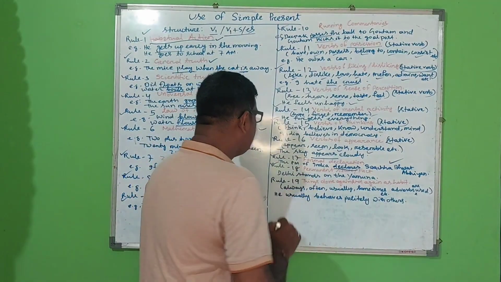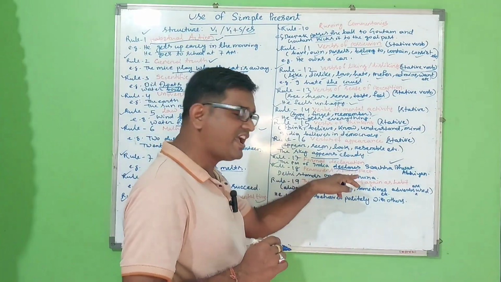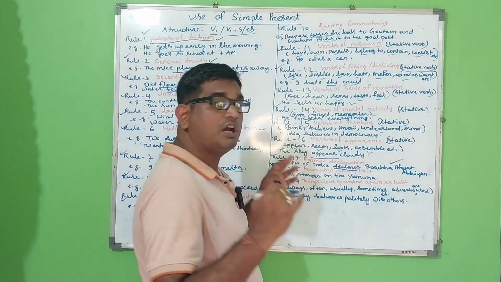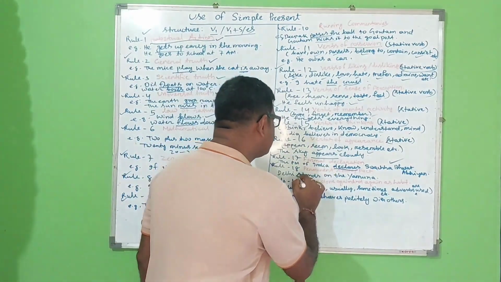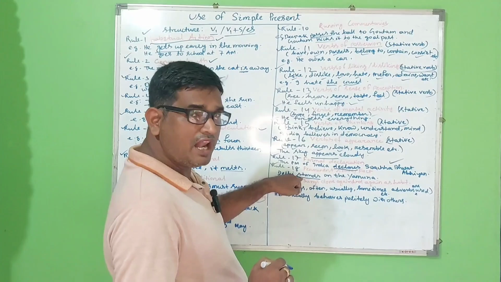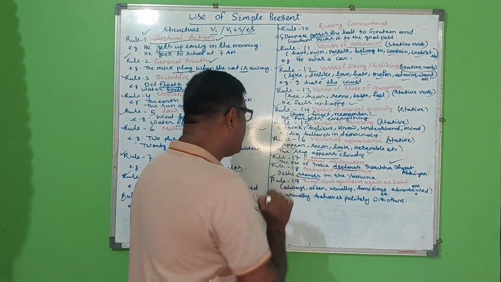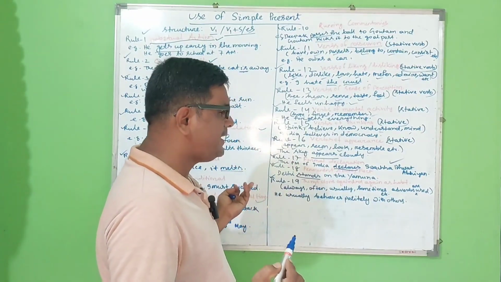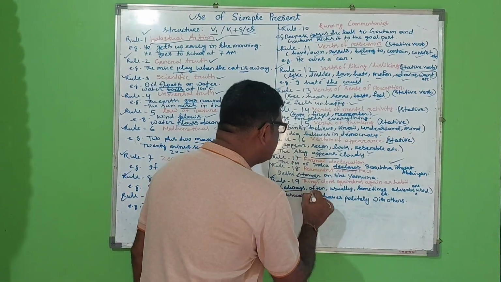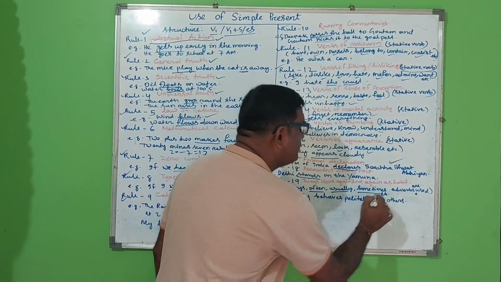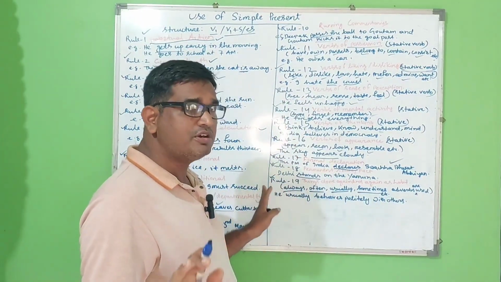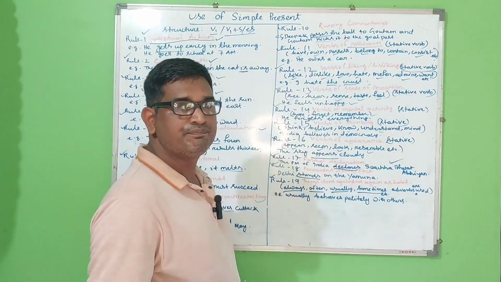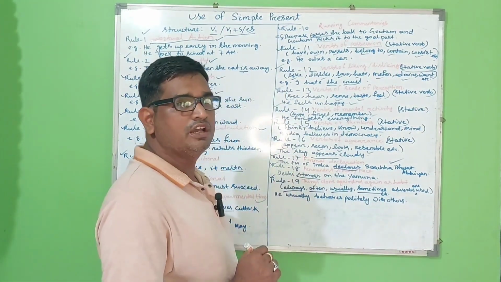In the same way, rule number 18, permanent state or fact. Clear? Permanent state or fact. Delhi stands on the Yamuna. Clear? Delhi stands. That is simple present tense. And rule number 19, you see, things done again and again as habit. Okay, so we use here always, often, usually, sometimes, never. Such types of adverbs are used before the verb. He usually behaves politely. Okay, he always comes here, like this.